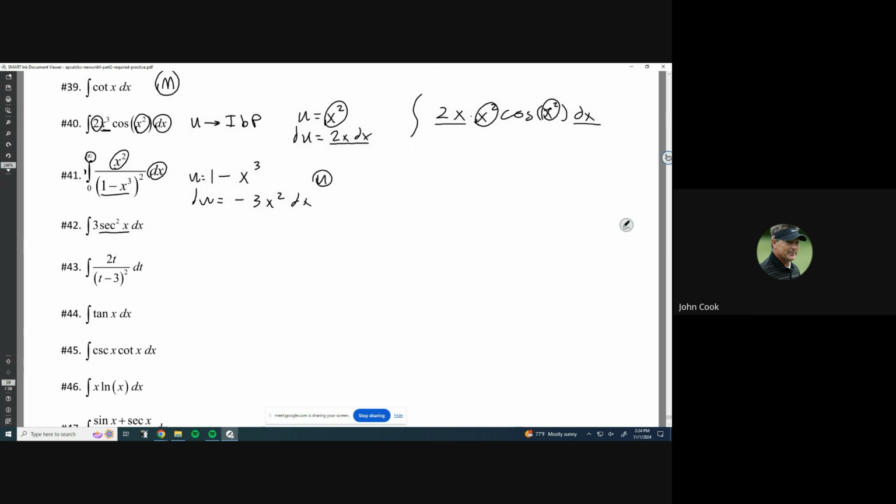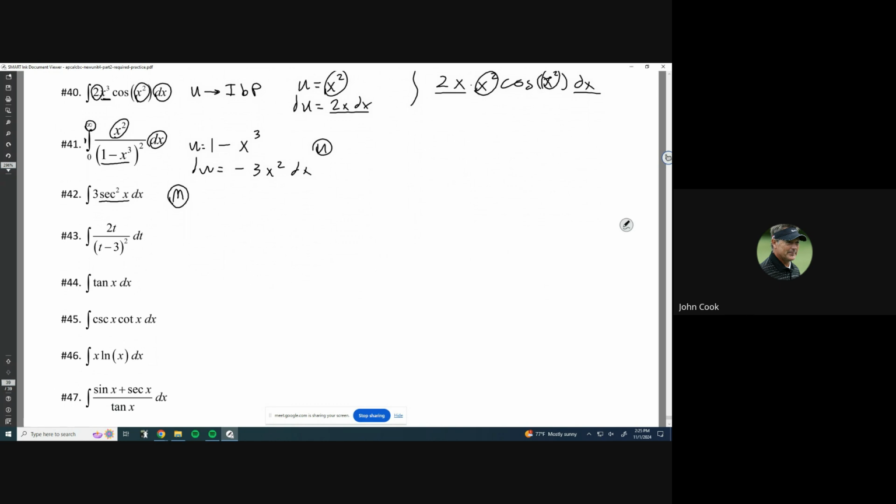Secant to the second power, that's a memorized one. T minus 3 squared, that would be a u substitution. So this is one where you'd let u be equal to t minus 3, but then du is equal to dt. So if I started to simplify or substitute the stuff out, here's what I would get. If I had 2t in the top, t minus 3 in the denominator becomes a u, so that's u to the second. dt is du.